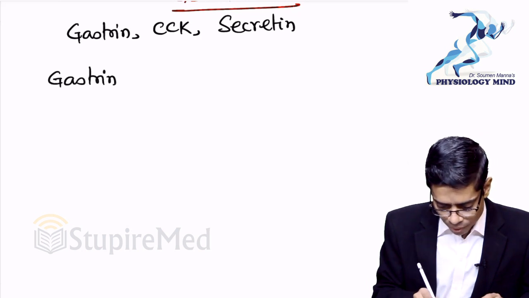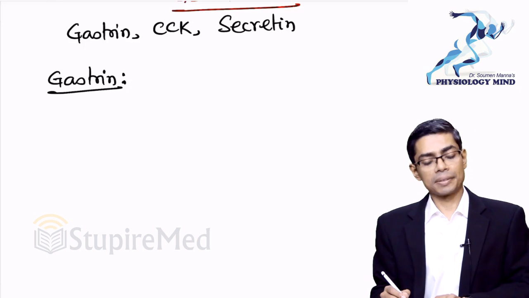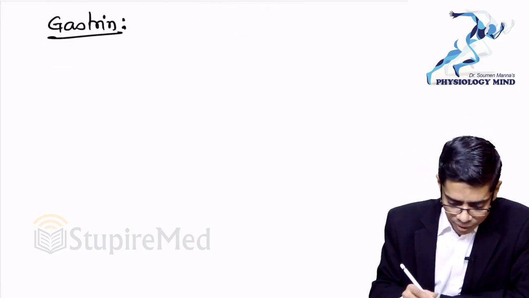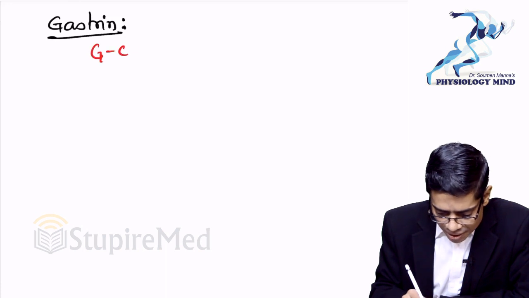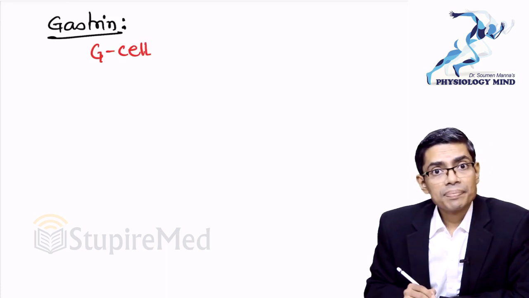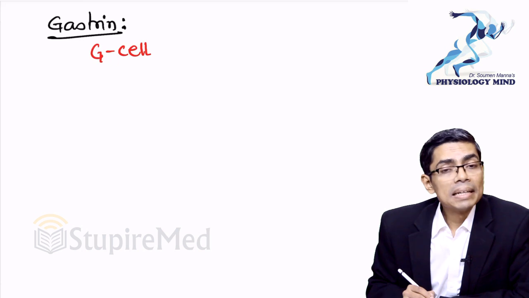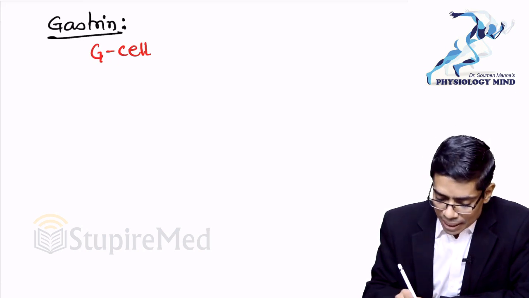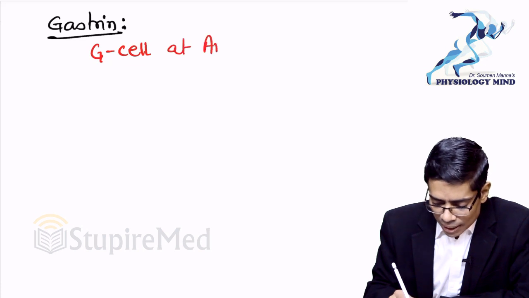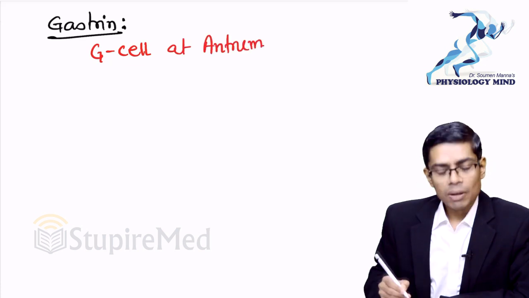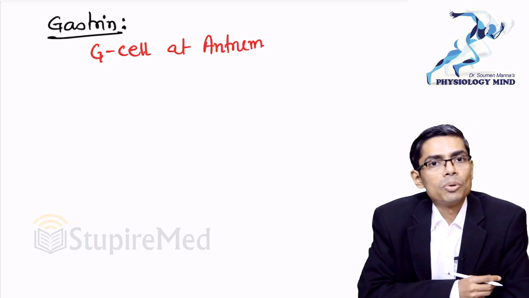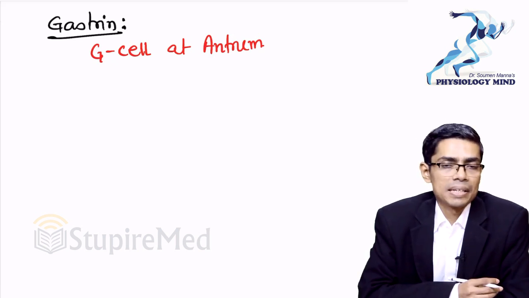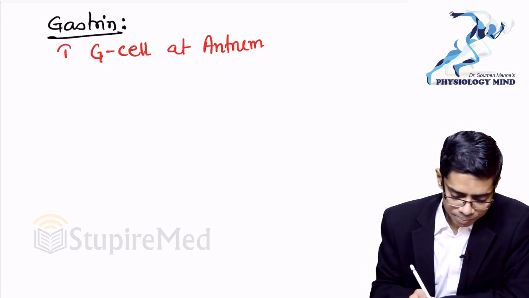Gastrin, okay. What you have to remember here? Gastrin is produced by G cell, obviously. So G cell secretes gastrin. Where are they located? Mainly they are located at the level of the antropyloric region, mainly the antrum of the stomach. Although there are certain G cells even at the level of the duodenum, the maximum G cells are at the level of the antrum, right? So this is our first point.